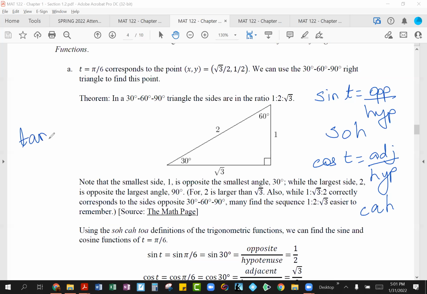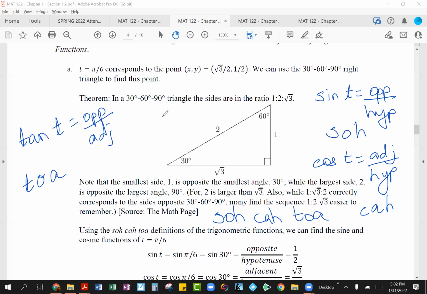And then your tangent function is opposite over adjacent, because remember tangent is sine over cosine. So this is going to be T for tangent, O for opposite, and A for adjacent. So that's where that idea of SOHCAHTOA comes from. That helps you remember the order of these ratios.